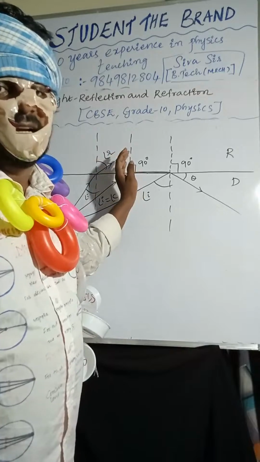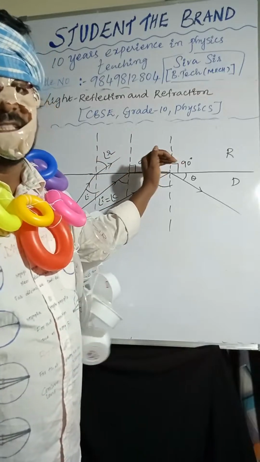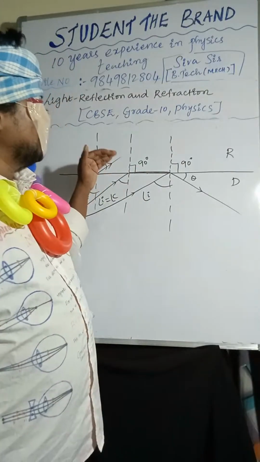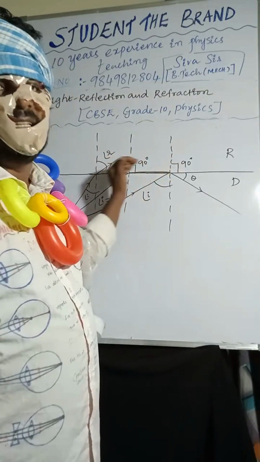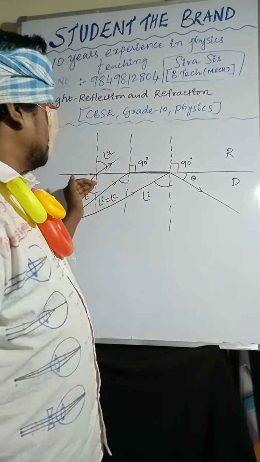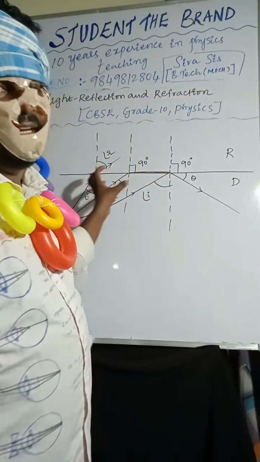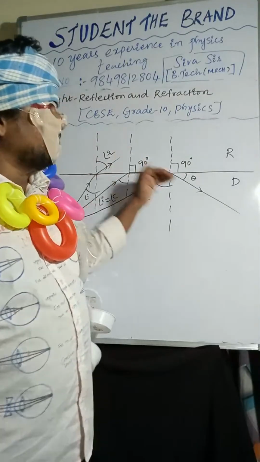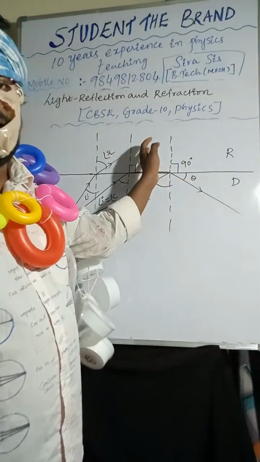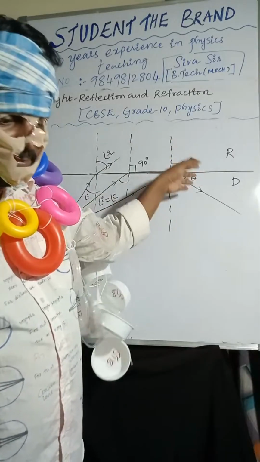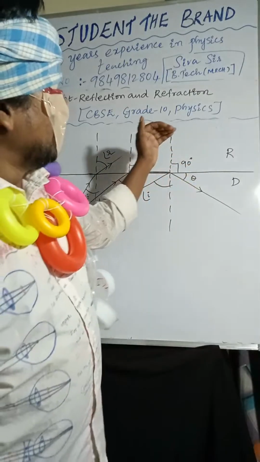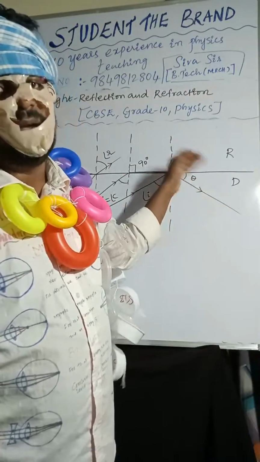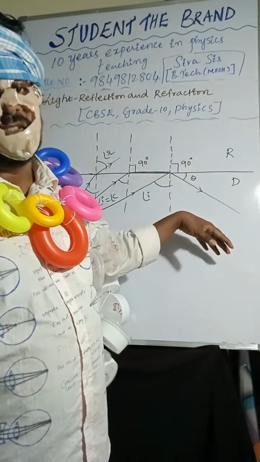The angle at which the refracted ray passes along the surface, or grazes along the surface, is called the critical angle. So if the light passing from denser to rarer makes more than 90 degrees, it bends into the same medium.